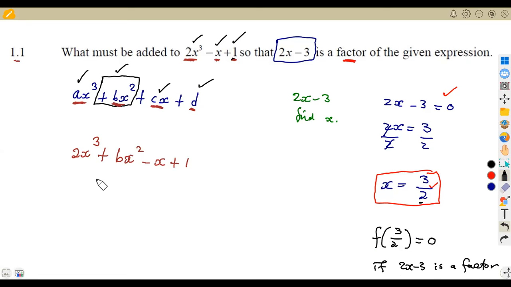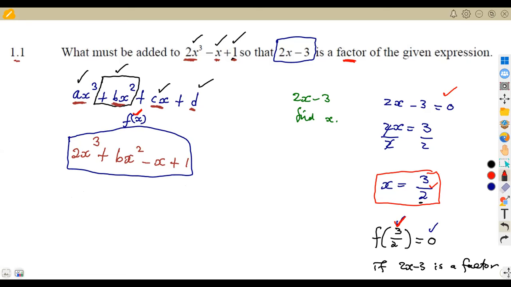All right. Now this is what we are saying. f of 3 over 2 is equal to 0. So this is where we have our f of x. This is our f of x. So what does it mean? We are going back, wherever there is x, we are going to substitute 3 over 2. Wherever there is x.